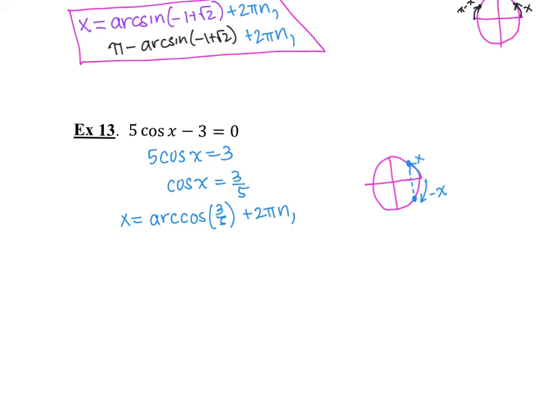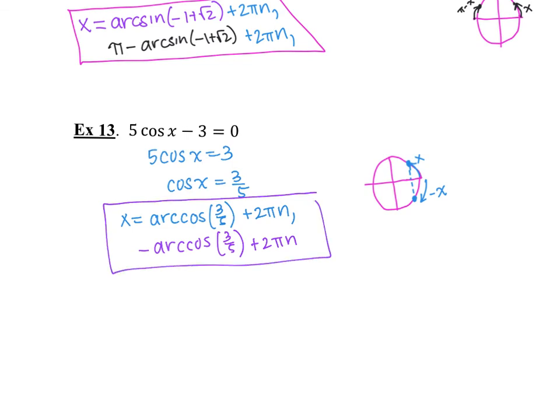So if arc cosine of 3/5 plus 2 pi n is one of my possible answers, then the negative arc cosine of 3/5 will give me the other location in the unit circle that has the same cosine value, and I will add 2 pi n to include all coterminal angles to that value. And again, if you would rather write 2 pi minus arc cosine 3/5 plus 2 pi n, that would be an equivalent answer, and would also be correct.